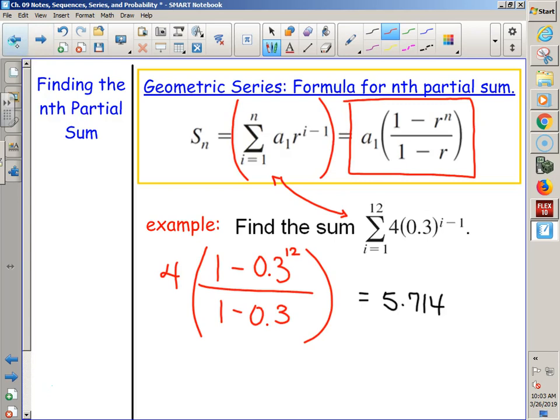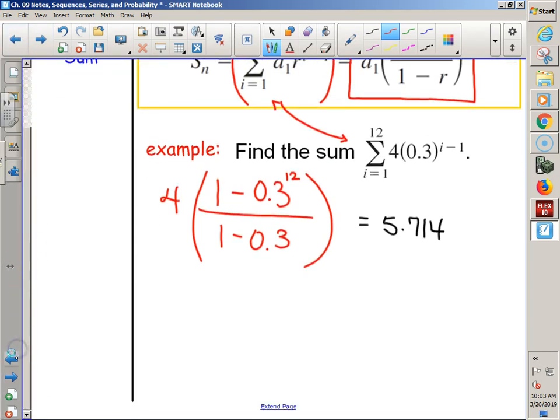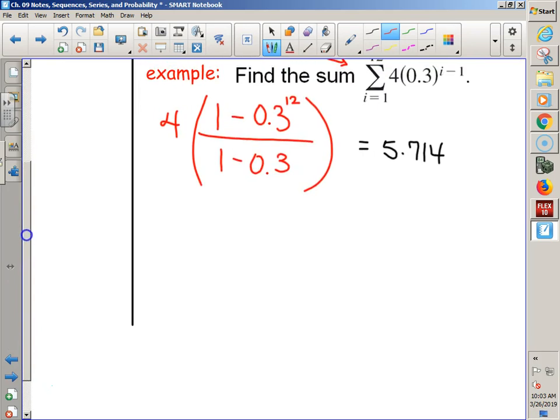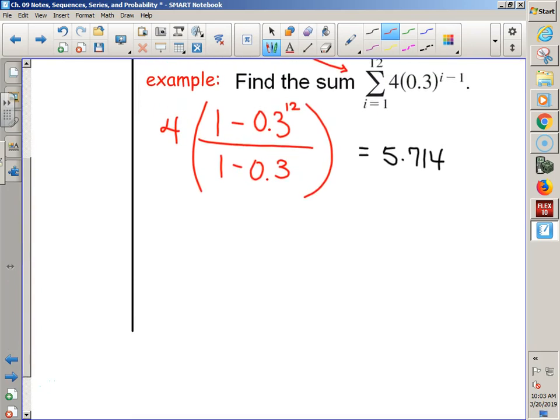But did anybody try plugging in to see what happened? Now hold on, don't tell me the answer. Well, we know the answer. But can anyone do me a big favor? Why would I not have you do this by hand, and why would I have you go to the calculator?